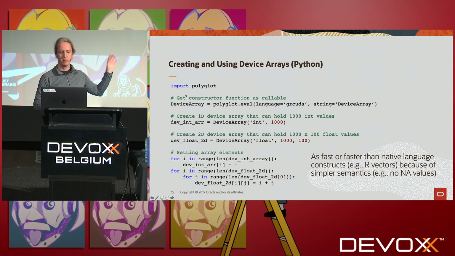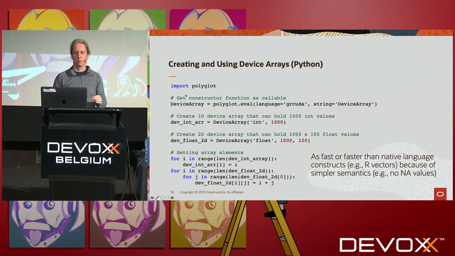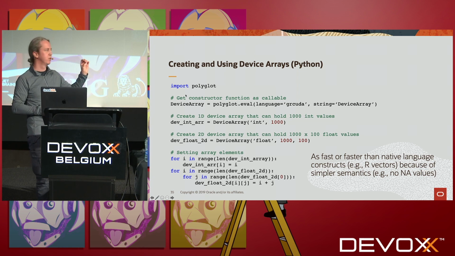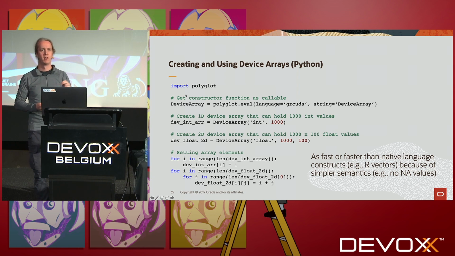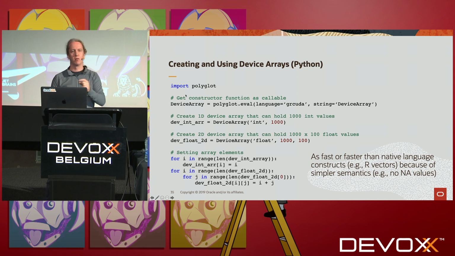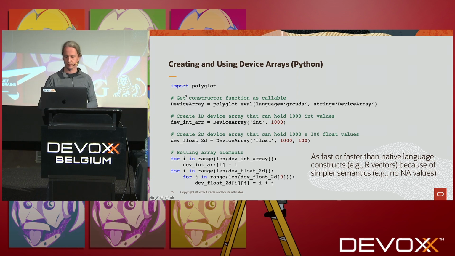So I'm creating two here. One of them has 1,000 integer elements and the other 100,000 float elements. And these device arrays work like arrays in every language. I'm using Python code here, but it's the same for all the others. And interestingly, those data structures run as fast or faster than the language's own data structures, because they are implemented efficiently and they also don't have some of the special semantics that the languages have. For example, R has special handling for NA values. We don't need to do that in those device arrays.